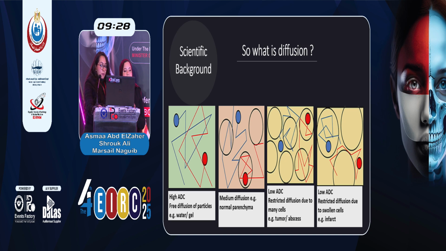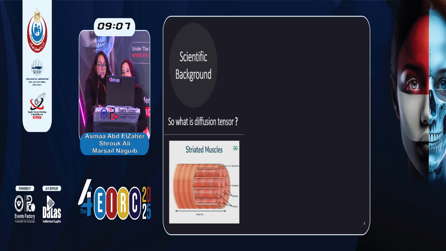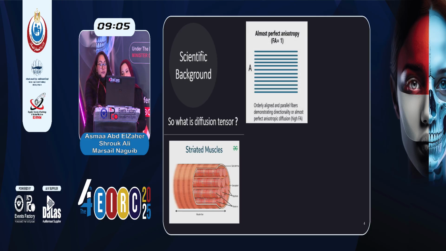An important term is the ADC, the apparent diffusion coefficient, which reflects how freely the water can diffuse. The higher ADC, the more the free diffusion is, the less obstacles or barriers the water faces. So after talking about the diffusion, let's talk about diffusion tensor. So simply talking, the diffusion tensor is the combination between diffusion and direction.